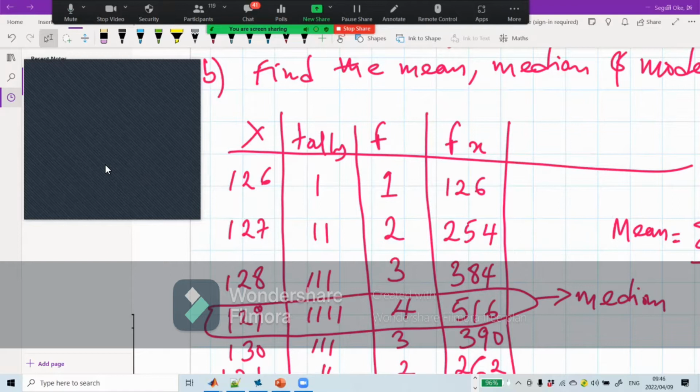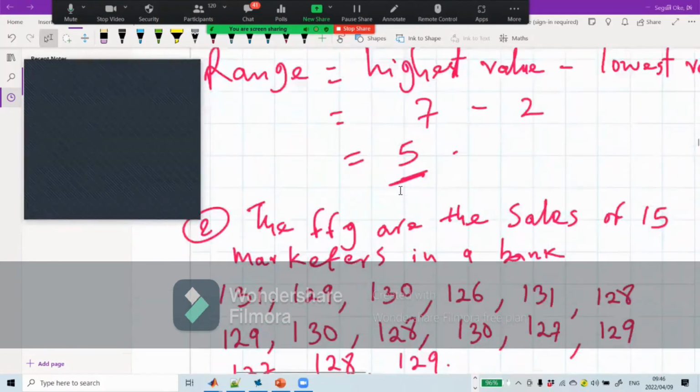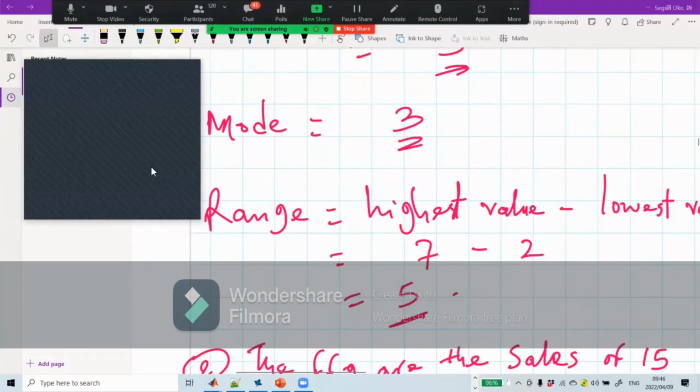Hello, sir. I just want to ask, if you have a group data, how do we solve median and mode? Oh, okay, sir. I believe you know that this is on group data.